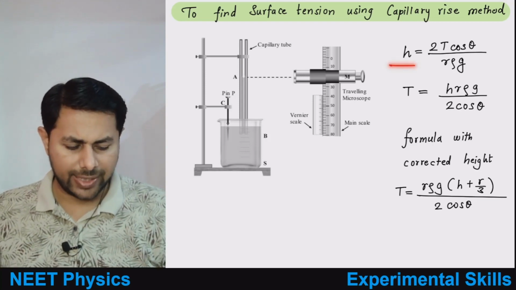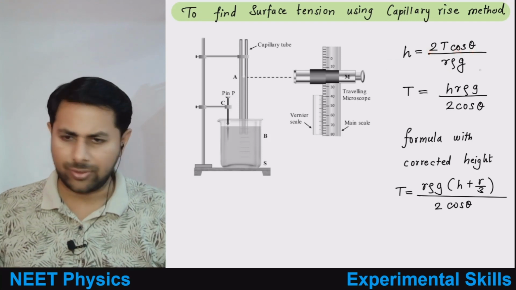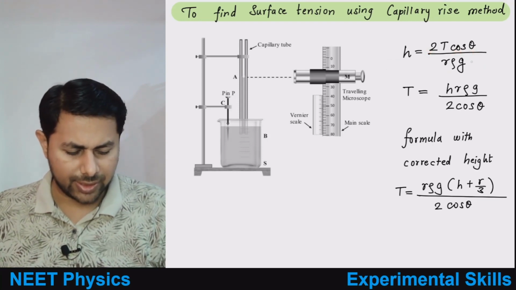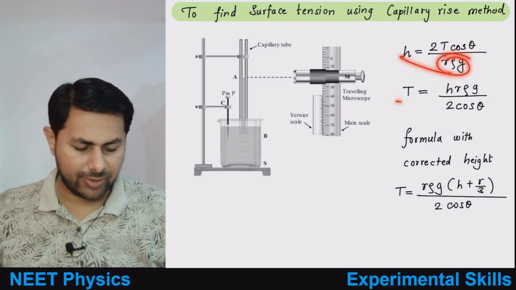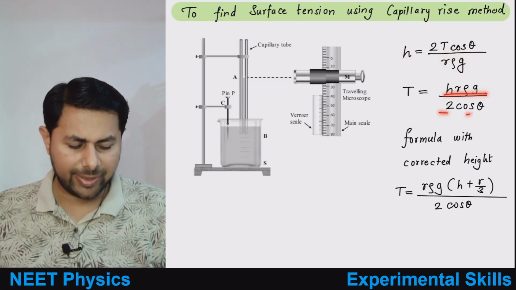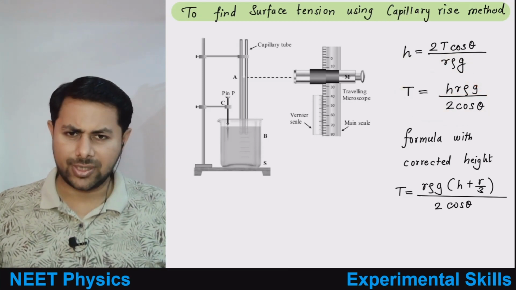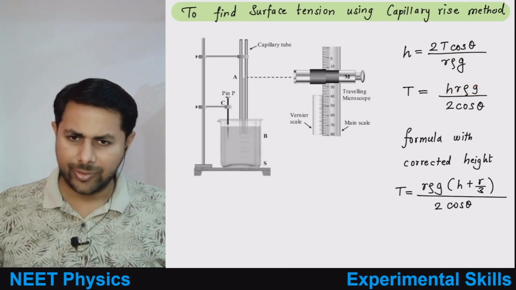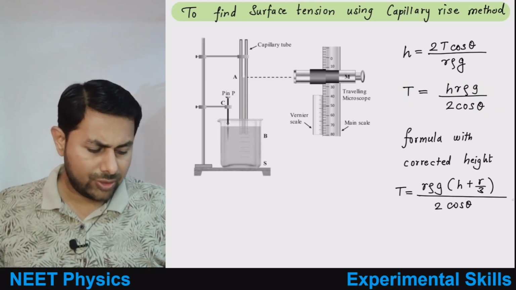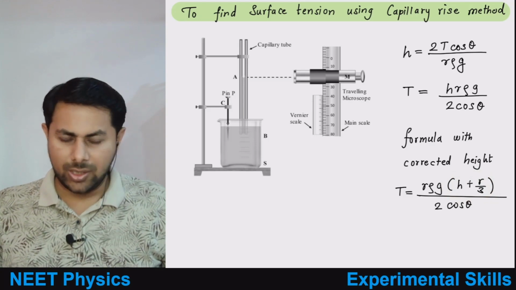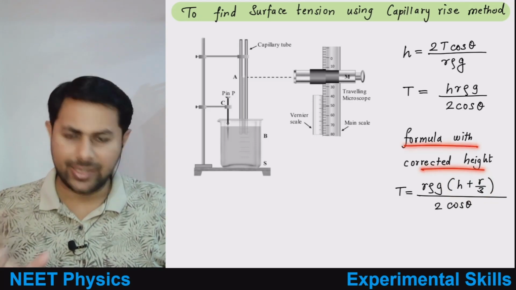And you know this formula, h is equal to 2T cos theta divided by r rho g. Using this, you can move these things to the other side and write T is equal to h r rho g divided by 2 cos theta. So you already know the formula. But now you need to remember one more formula, which is the formula with corrected height.